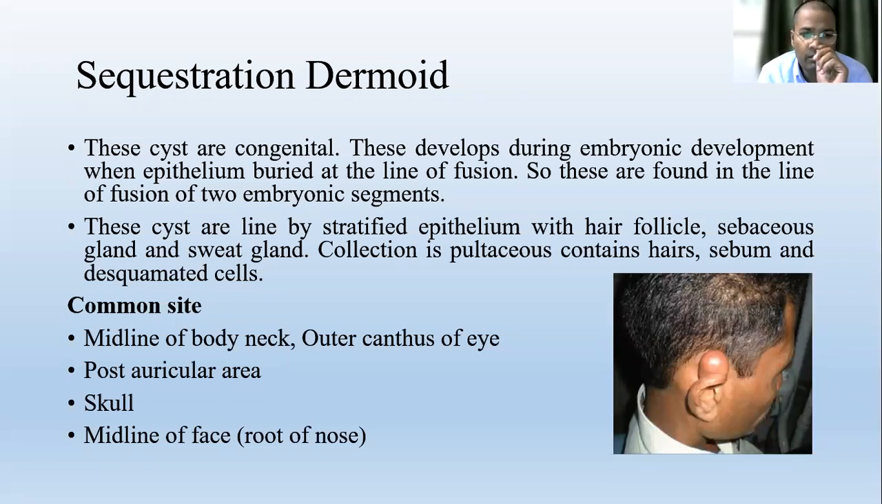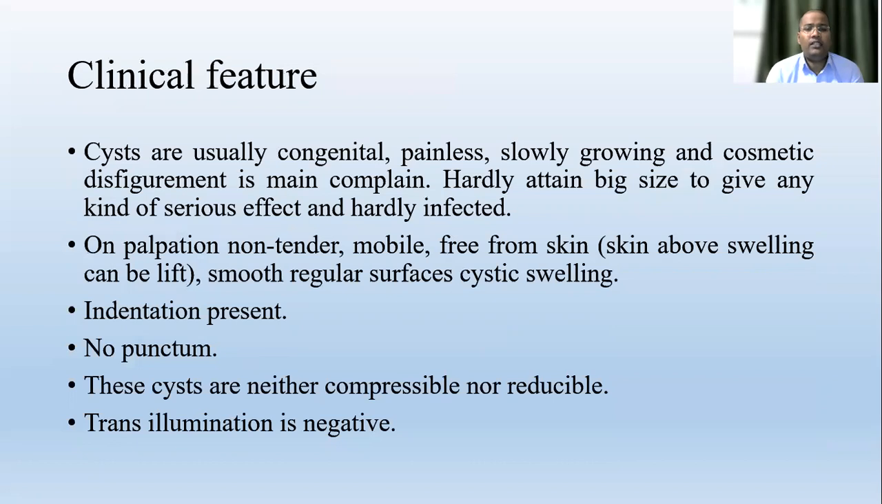The common sites are the midline of the body, neck, outer canthus of the eye, post auricular area, skull, and the midline of the face at the root of the nose. The clinical feature is similar to the sebaceous cyst. If it is non-infected, then usually these are slow growing and painless, and usually congenital. They hardly attain a big size because they grow very slowly. So the only problem of the patient is cosmetic disfigurement. Otherwise, no complaint is there.